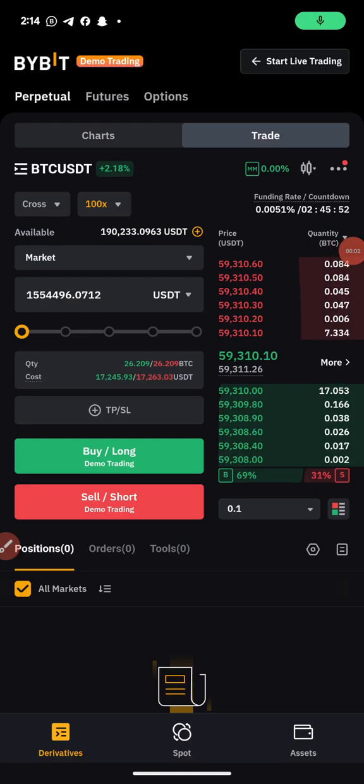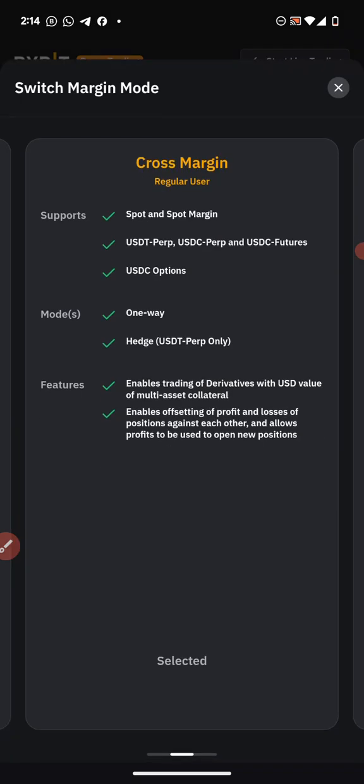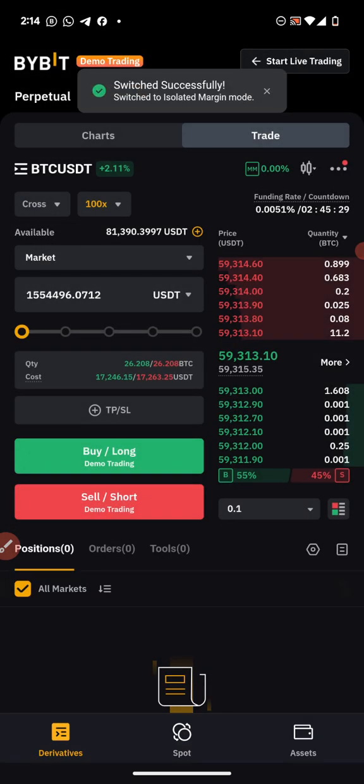In this video, I'm going to be explaining the difference between cross and isolated, and how and when to use it. So this particular trade, this is the demo account, and as you can see, this particular trade is a BTC chart. It is on cross already, so I can change it from here to isolated. So let me explain isolated.